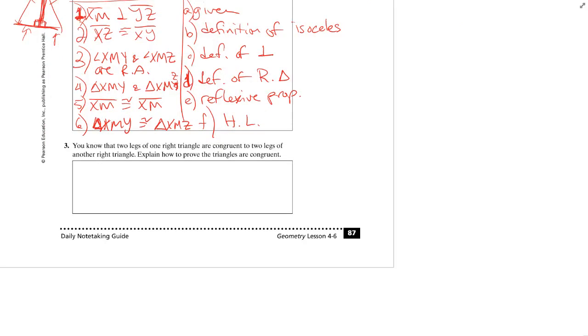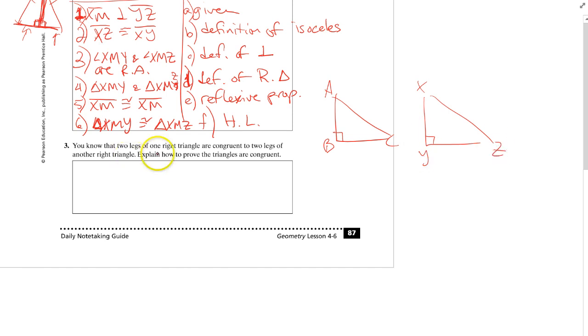And the last question, number 3. So, you know that 2 legs of one right triangle are congruent to 2 legs of another. Explain how to prove the triangles are congruent. So here's what they're saying. I have a right angle here, and I have another right angle here. We'll call it ABC, XYZ. And they're saying we know that the 2 legs are congruent. Well, here's this guy and this guy, congruent to this guy and this guy. If this is all you know, can you prove these are congruent?